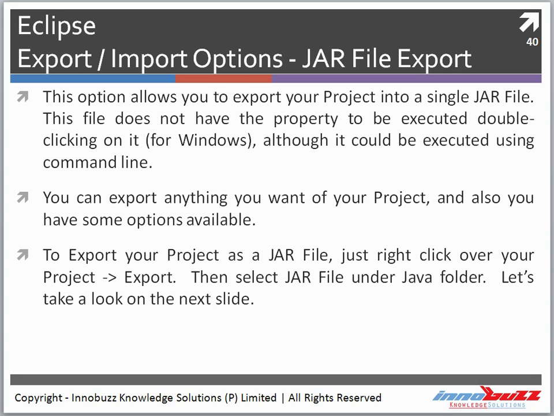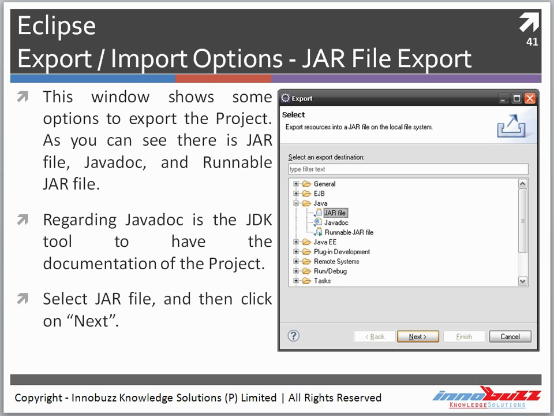To export your project into a jar file, right-click over your project and then click on the Export option. Go to the Java folder and choose jar file. Here is the window that you'll be seeing after you have clicked on the Export option. As you can see, there are a lot of export options. Click on the Next button.